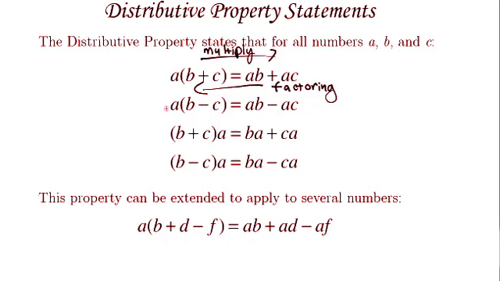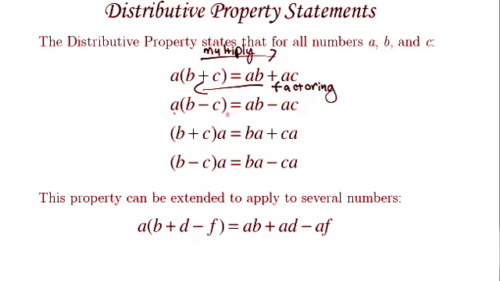This rule also holds true for subtraction. So if I say that I have a times b minus c equals ab minus ac, that is allowable. So the distributive property holds true for multiplying expressions that involve addition and subtraction.